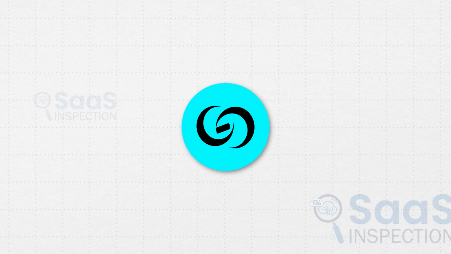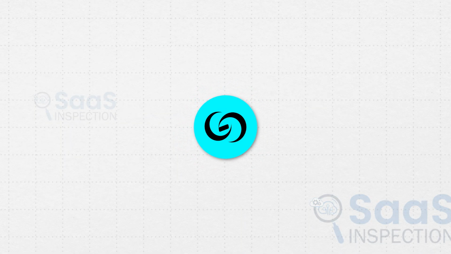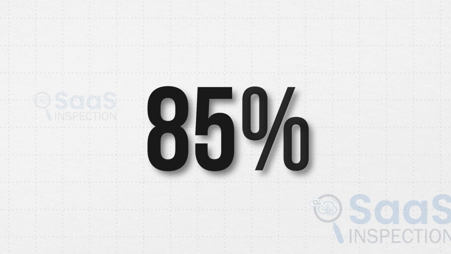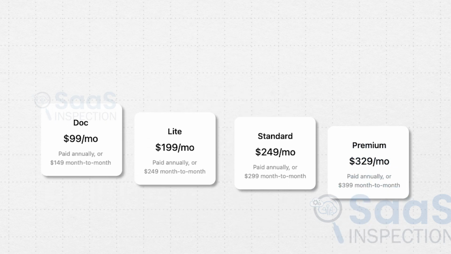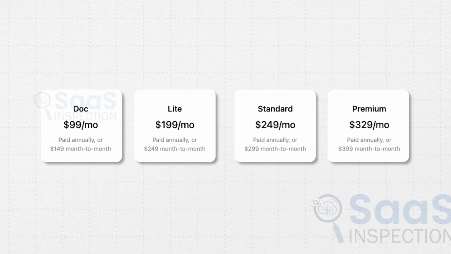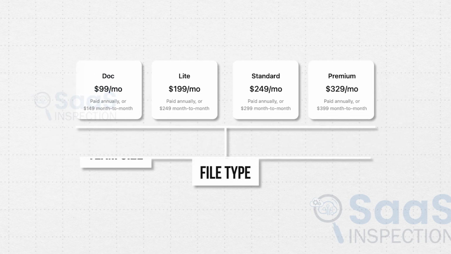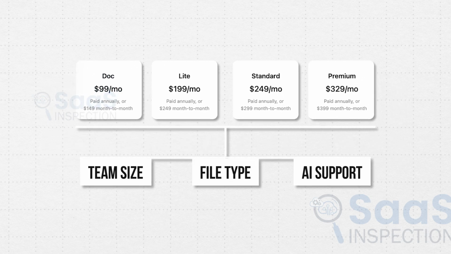In short, CaseGuard is undoubtedly a great solution for cutting down around 85% of your data redaction time across all file types. Their pricing starts at $99, with 4 plans based on file type, team size, and AI features.